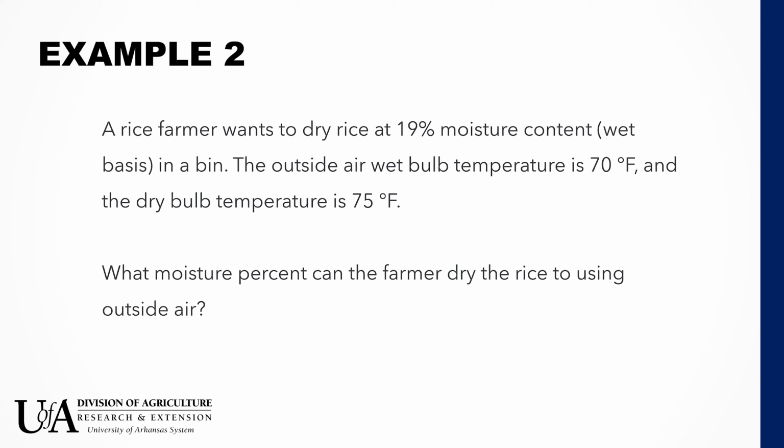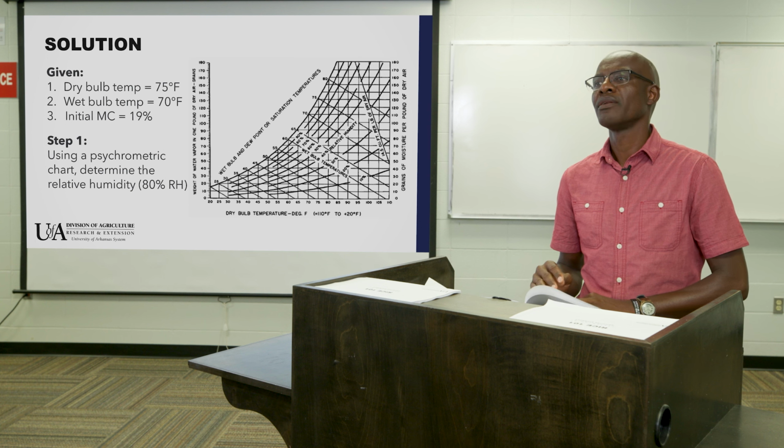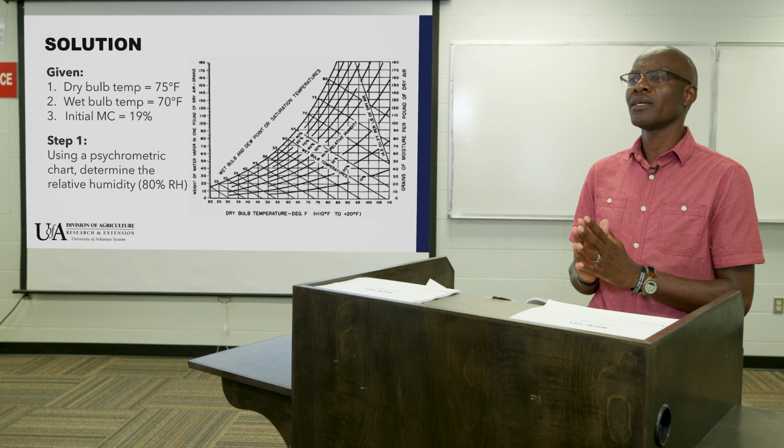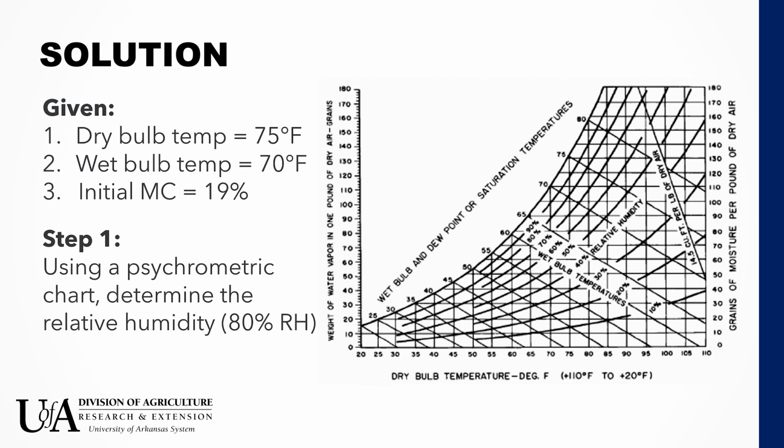To solve this problem, we first look at what we are given. We are given the dry bulb temperature, 75 degrees Fahrenheit, and the wet bulb temperature, 70 degrees Fahrenheit. With those two points, we can go on the psychrometric chart and locate exactly where that point is. Once we locate that point, we should be able to know very many other parameters, for example the humidity ratio, the enthalpy, and so on. But what's very important for us here is the relative humidity. Using the psychrometric chart, we can determine the relative humidity to be 80%.